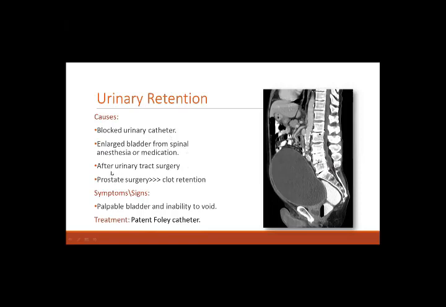anesthesia. And after urinary tract surgery, for example prostate surgery, जिसमें there would be bleeding in the bladder and clots फंस के तो catheter को बंद कर देते हैं, and as a result of that there is retention. इसकी जो treatment है that is inserting a patent Foley's. अगर already मौजूद Foley's catheter, urinary catheter बंद हो गया है तो उसे wash करेंगे या replace करेंगे.